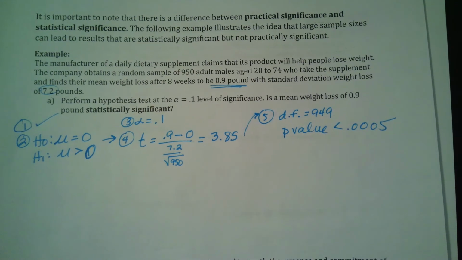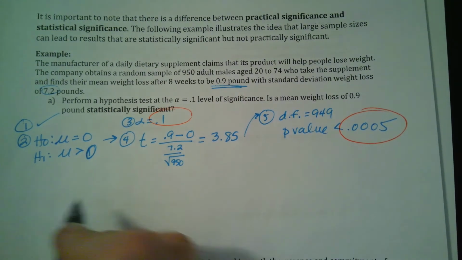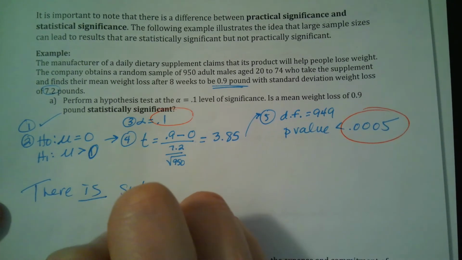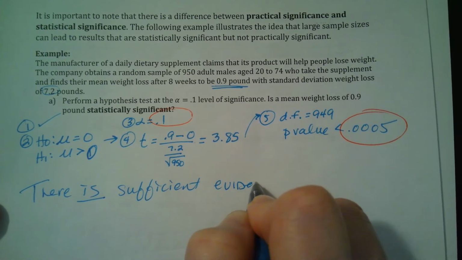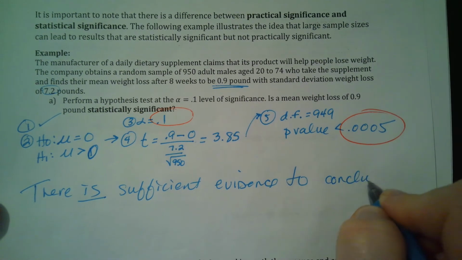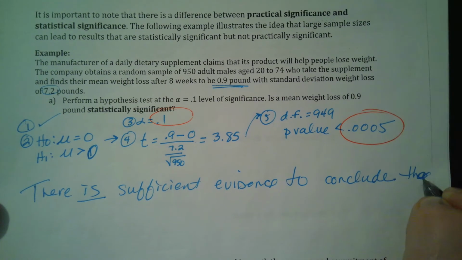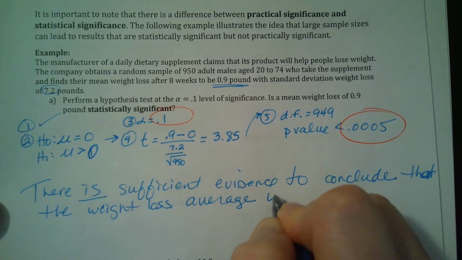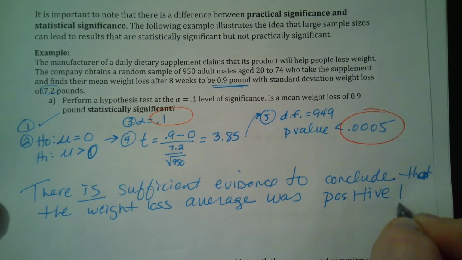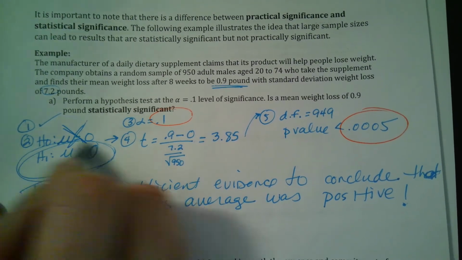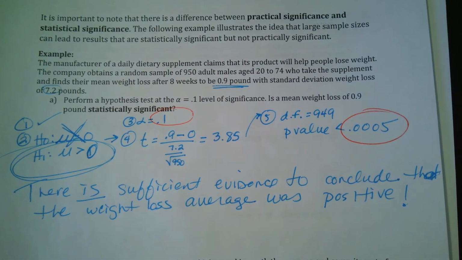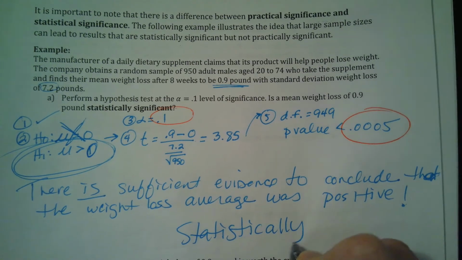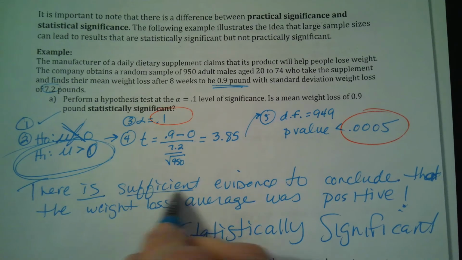Now we're going to note that my p-value is definitely less than my alpha, which means we will reject the null hypothesis. So we would state that there is sufficient evidence to conclude that the average weight loss was positive. We're concluding we rejected this null hypothesis. So we are concluding that the average weight loss was in fact greater than 0 or a positive number. This is statistically significant. And it's significant because we had enough evidence.